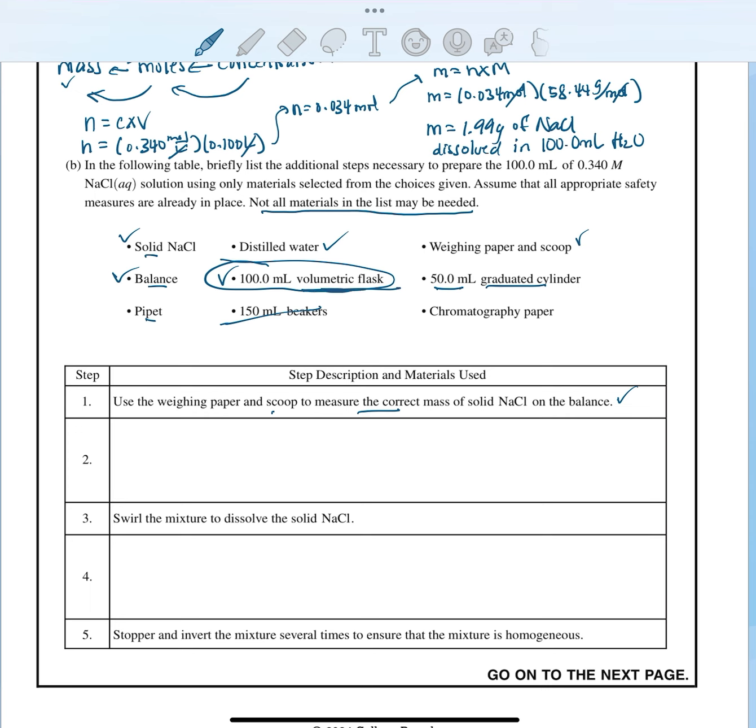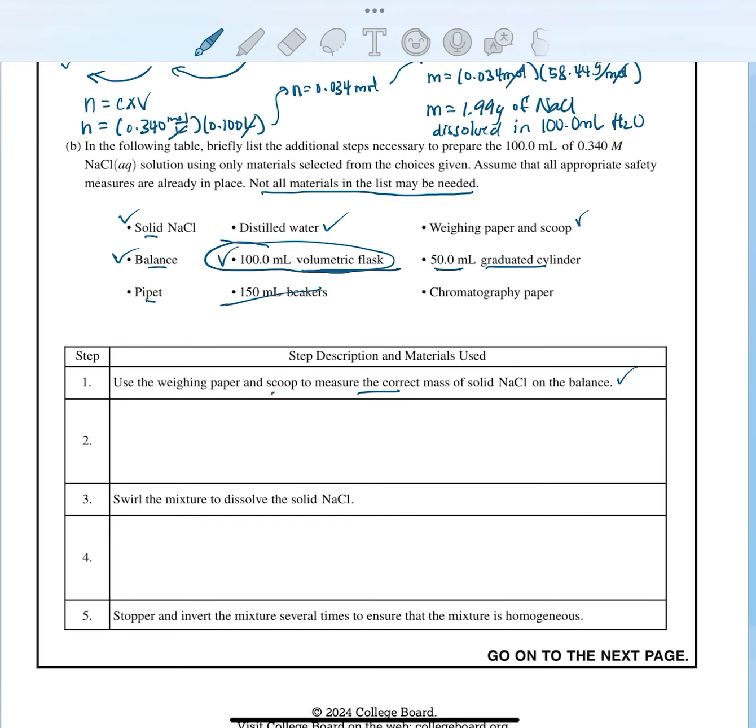So we're going to say here, and again, you can look at the AP answer key to see their exact wording, but I'm just going to paraphrase it. We are going to combine or mix the 1.99 grams of salt with distilled water. Now we should use 100 milliliters of it, obviously. So we're going to mix it with 100 milliliters of distilled water.